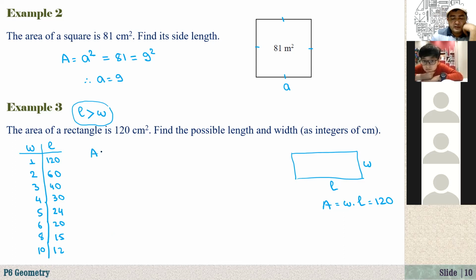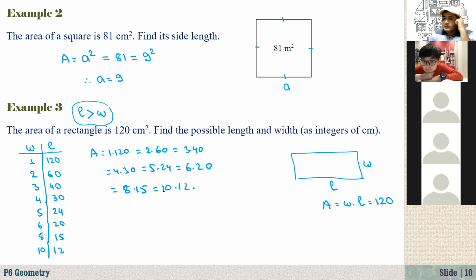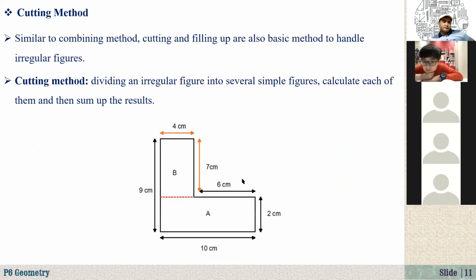Maybe I can write it as 1 times 120, or 2 times 60, or 3 times 40, or 4 times 30, 5 times 24, 6 times 20, and 8 times 15, and 10 times 12. And how many different rectangles we can form if the length and width are whole numbers and the area is 120? Here we have 1, 2, 3, 4, 5, 6, 7, 8. So we have such 8 possible rectangles. Okay, guys, very good. Let's move to the next question.